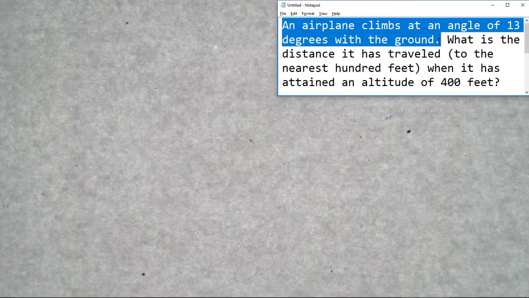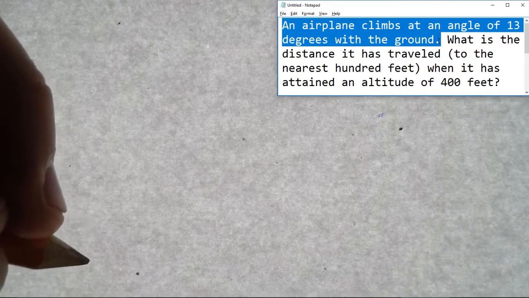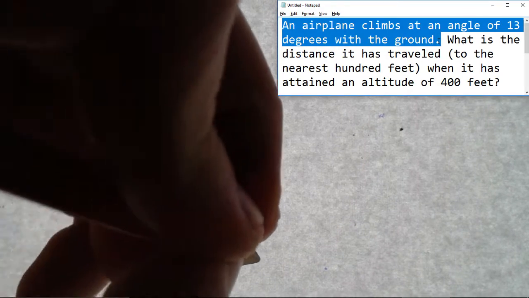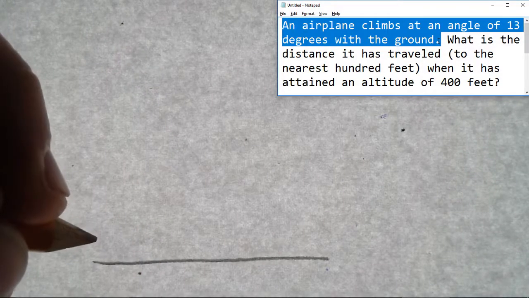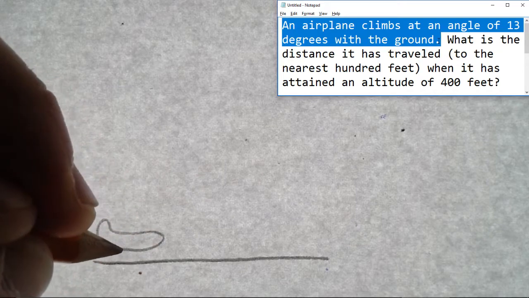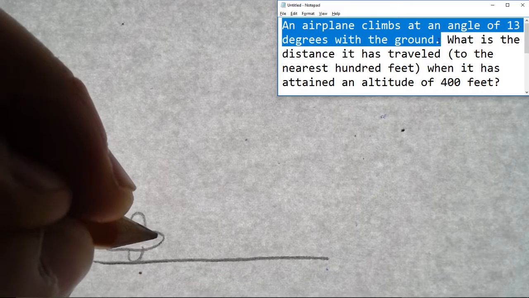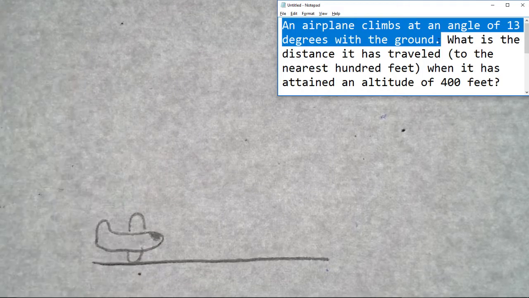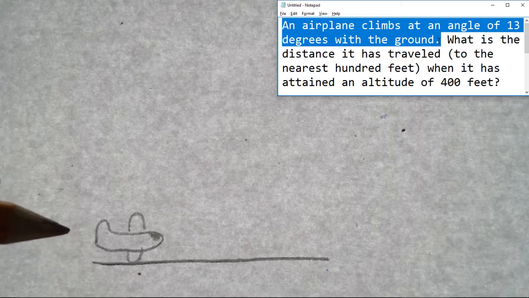If you've ever seen an airplane take off, you've got the ground right over here. Let me draw my little airplane buddy. Like that. There's the wing. There's the other wing. That's where the pilot goes. All right, that's a good enough drawing. It's pretty beautiful, I know.